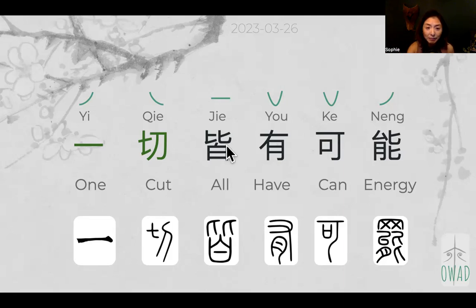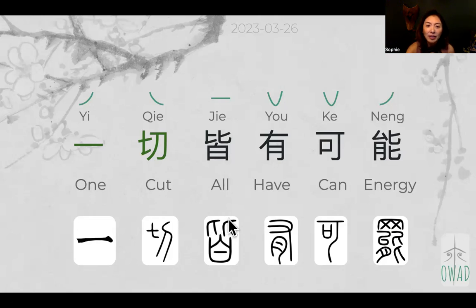And 皆, okay, 一切 is already like one cut, no exception. And 皆 is a kind of similar repetition, but here 一切 means everything, right? And the 皆 means referring to that everything, like everything we're talking about, all the above. That's the function of 皆 here.